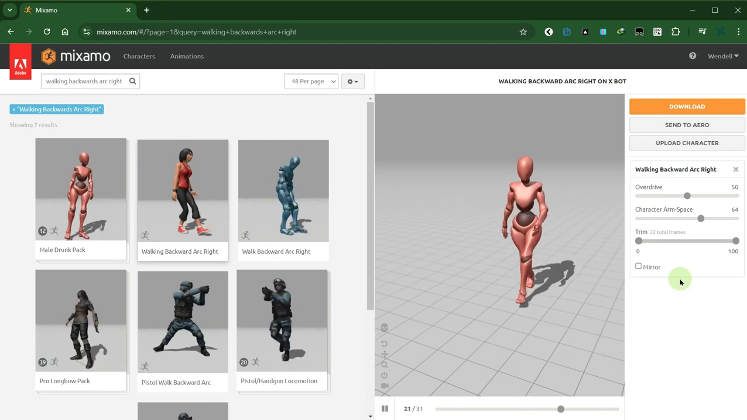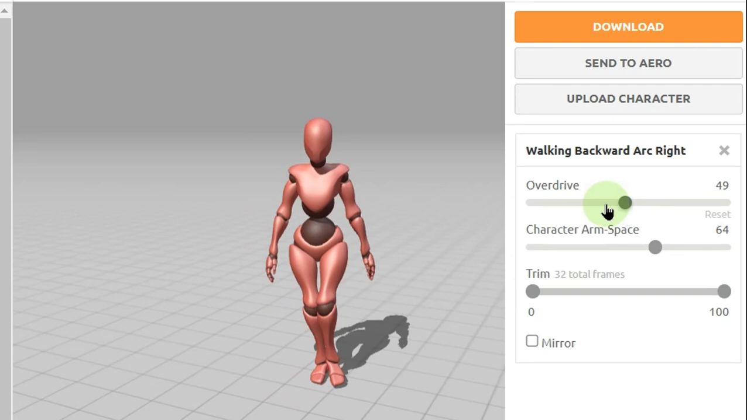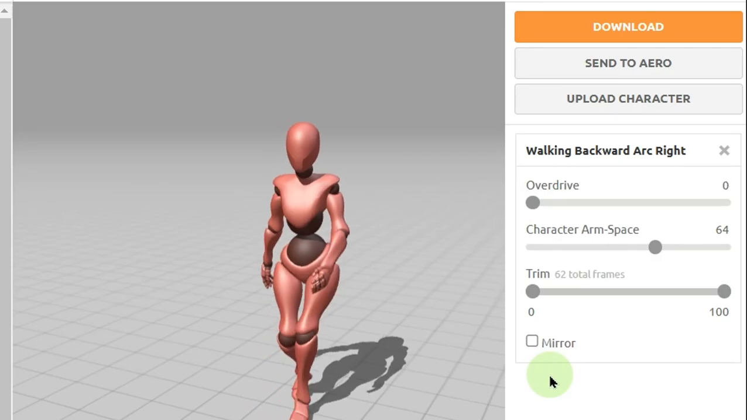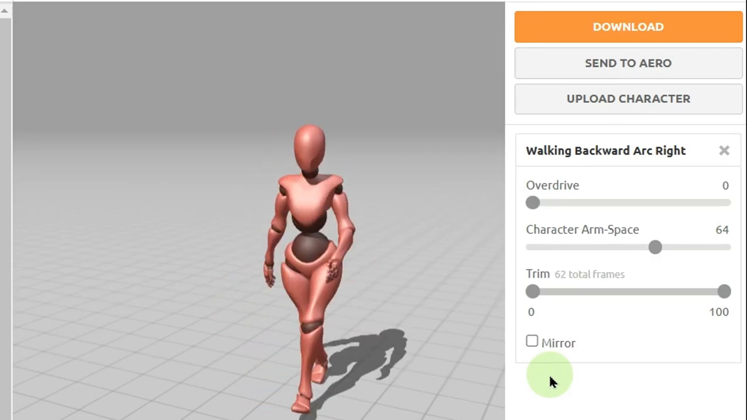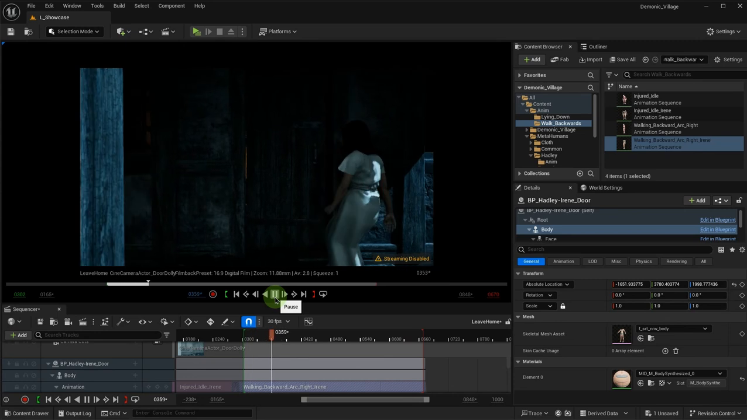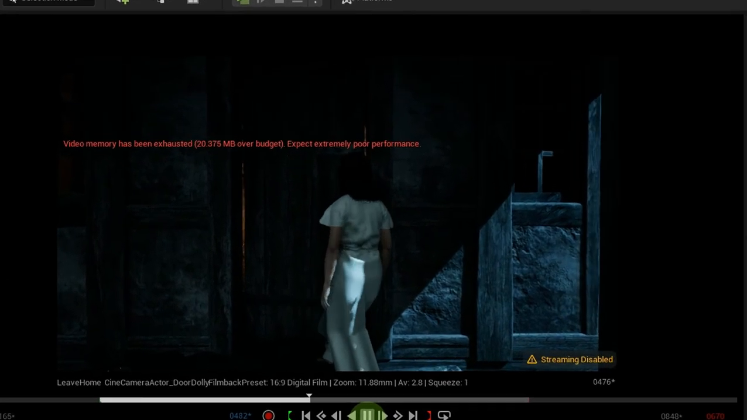I've got this walking backwards animation from Mixamo imported to Unreal Engine. I have kept the overdrive to zero to slow it down and stretch the animation length. The problem is the animation loops back to the starting point when extended beyond its original length.